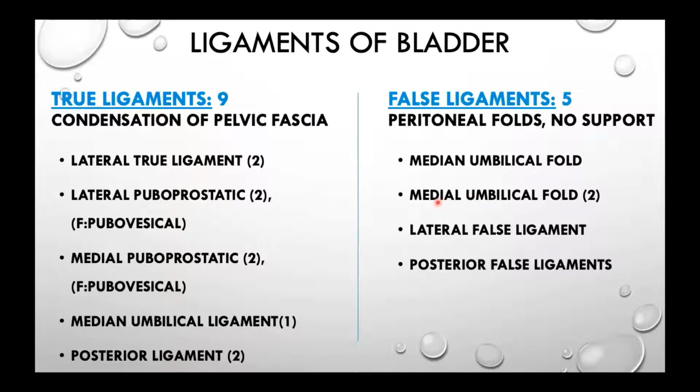They are said to be medial because next to them we have the lateral umbilical folds also. The medial umbilical folds are nothing but the obliterated umbilical arteries covered by peritoneal layers. That's why they are known as medial umbilical folds, and they don't have any role in the support of the urinary bladder. And there are lateral false ligaments and posterior false ligaments also. All are peritoneal folds only.